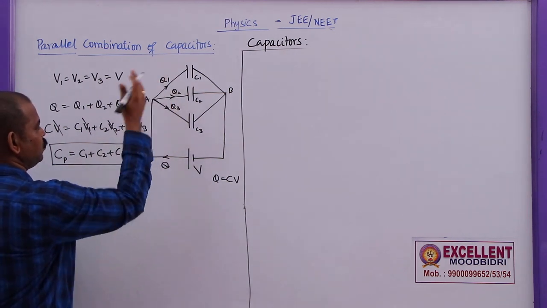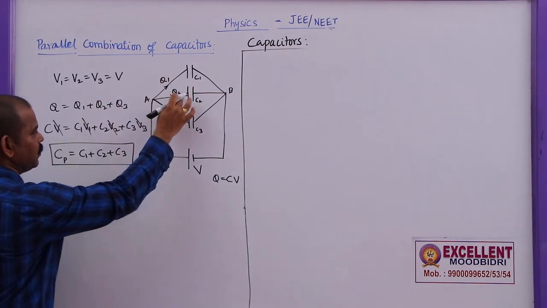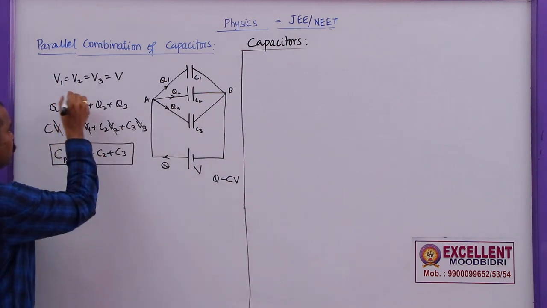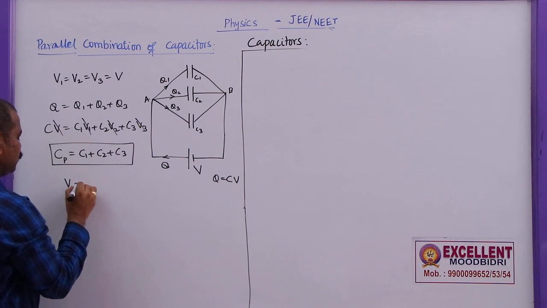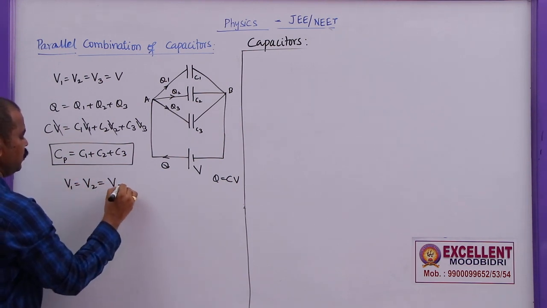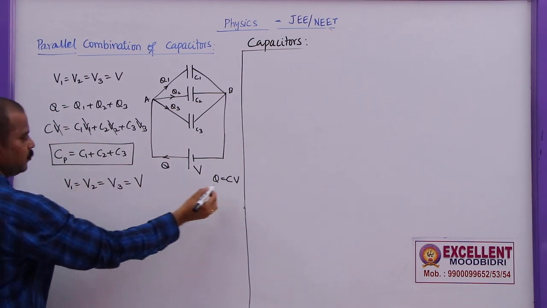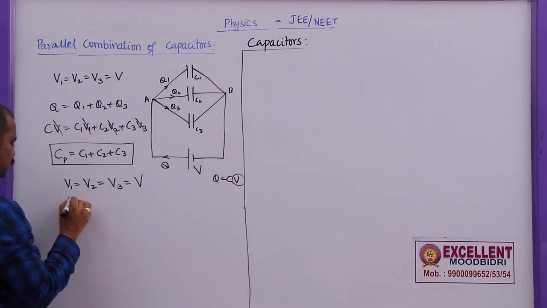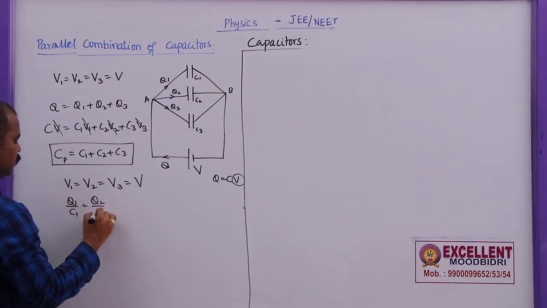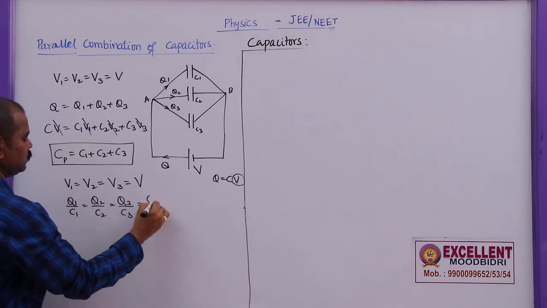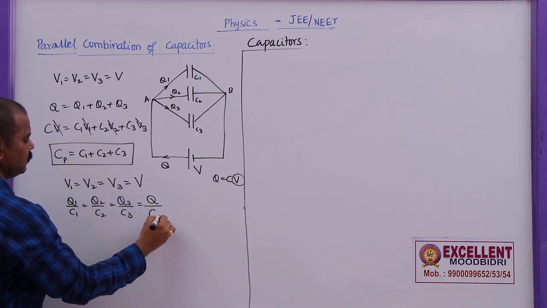How to find the charge through the first branch or second branch or third branch? For this we can write V1 is equal to V2 is equal to V3 is equal to V. So, what is V1? V1 is equal to Q1 by C1. This is Q1 by C1 is equal to Q2 by C2 is equal to Q3 by C3 is equal to the total charge Q by Cp.